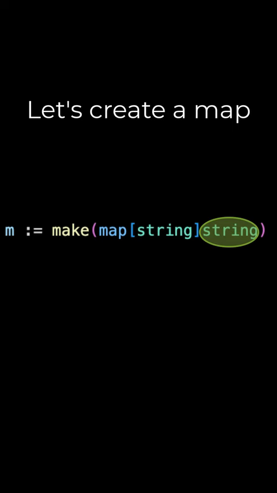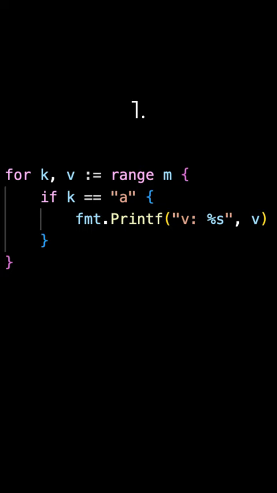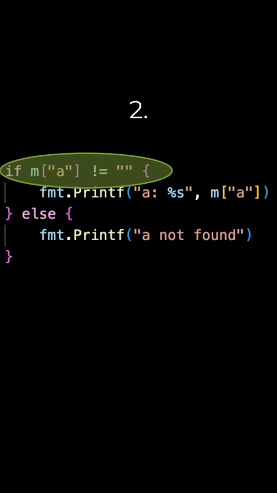The first way to check whether a key exists in a map would be to iterate over the map with a for loop. And if our key equals A, then we can print the value. A second way could be to use an if statement just by checking whether an element in our map is not equal to an empty string.